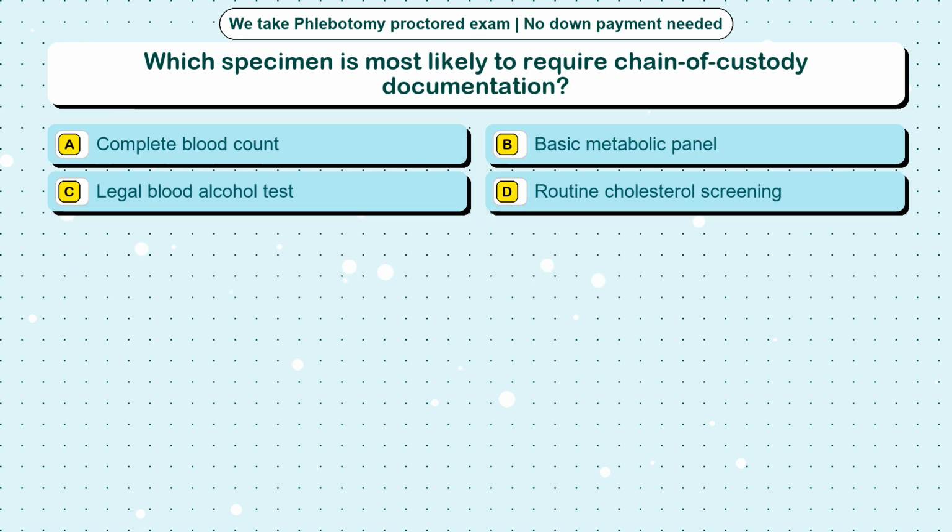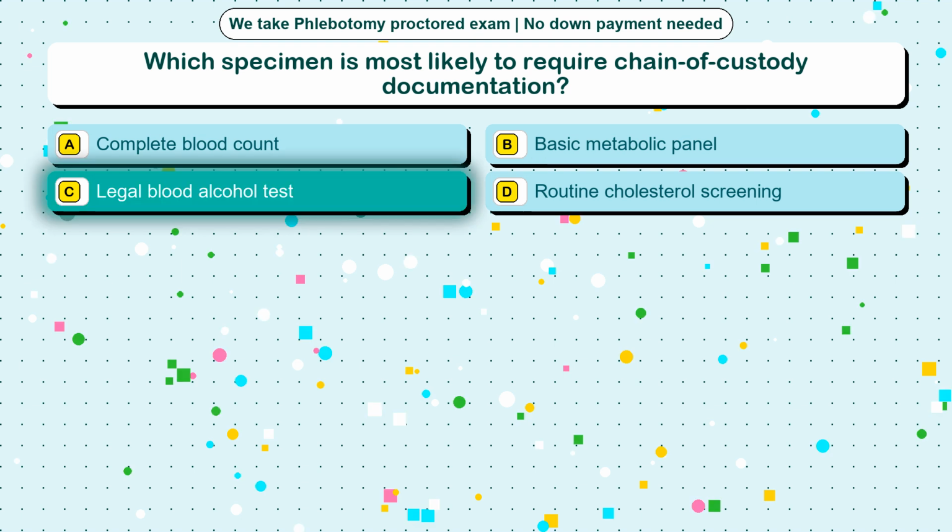Question 60. Which specimen is most likely to require chain of custody documentation? Option A, complete blood count. Option B, basic metabolic panel. Option C, legal blood alcohol test. Option D, routine cholesterol screening. The correct answer is option C, legal blood alcohol test.